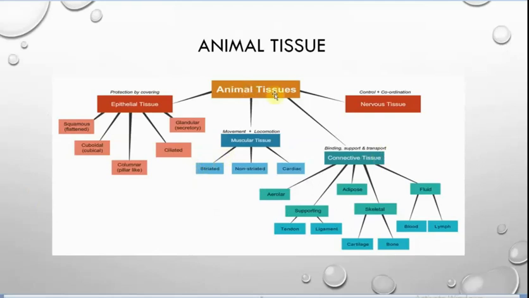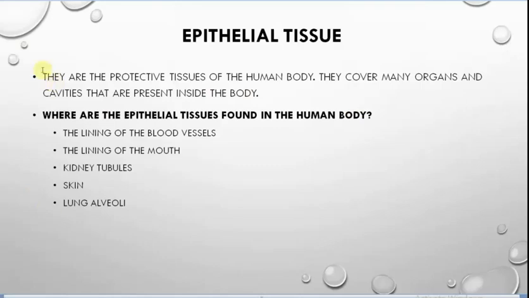As you can see in the figure, animal tissue is classified into epithelial tissue and nervous tissue. Epithelial tissue is classified into squamous, cuboidal, columnar, ciliated, and glandular. So let us discuss each in detail. Our first one is epithelial tissue.